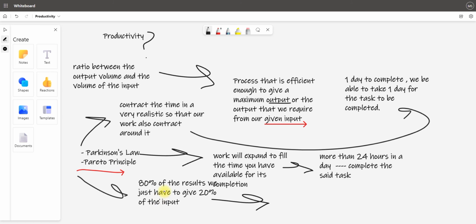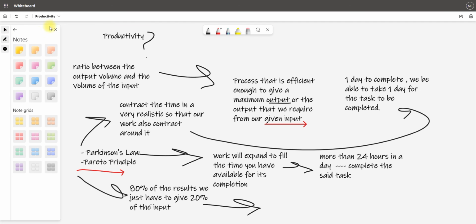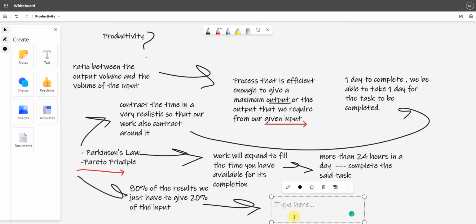In order for this principle to be more effective, what we have to do is identify ways, points, or factors that we can utilize to get 80% of the results.